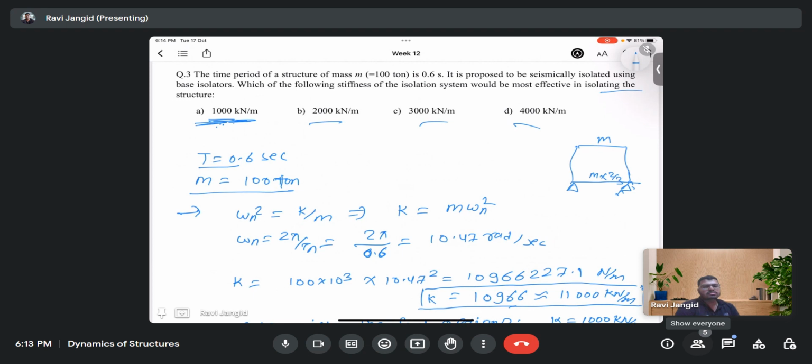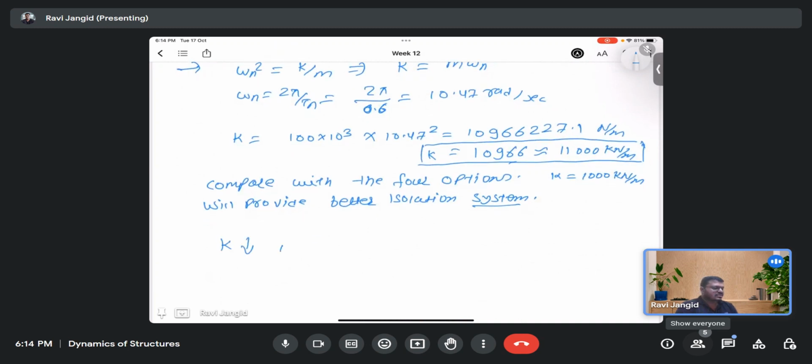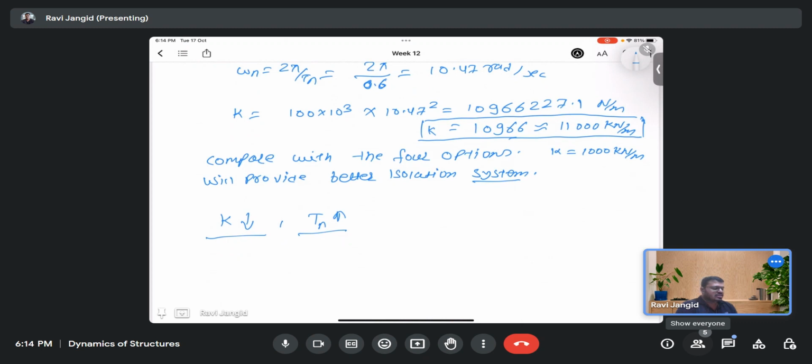Yes sir, got it sir. Whenever your stiffness is lesser, your time period would be higher. That's why we need to use this. In the other case, if your mass is higher, then the time period is higher. Here the mass is given constant. In some cases stiffness is given to you, then you have to compare with the mass. That's how you can do things.